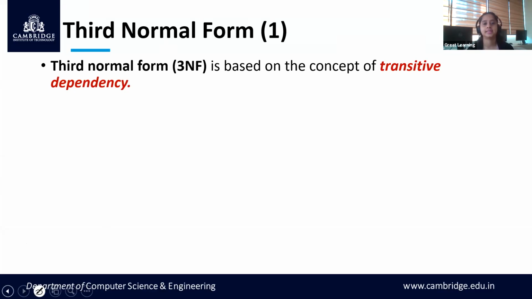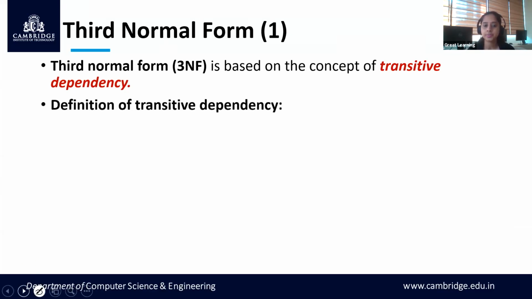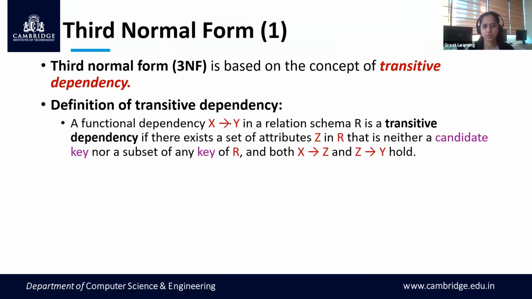Now, third normal form is based on the concept of transitive dependency. So, what do you mean by transitive dependency? I think you know that. X determines Y, and in between X determines Z and Z determines Y, then X determines Y I can write. Correct? That's a transitive dependency.